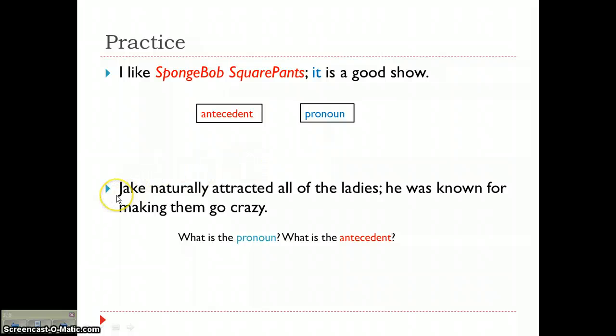Let's look at the second one though, where I did not highlight the words for you. Jake naturally attracted all the ladies. He was known for making them go crazy. So you're more likely to see it kind of like this. We need to establish what's the pronoun and what's the antecedent. We actually have two pronouns and two antecedents. So go ahead and take a second, pause the video if you need to, write down what the two pronouns are. I think it's easier to find the pronoun than the antecedent. So look for the pronoun, and then right next to that pronoun, once you've written it down, write down what's the antecedent. And then when you're ready, go ahead and hit play.